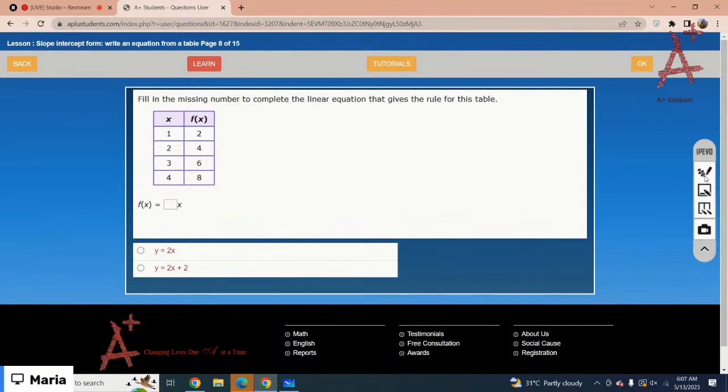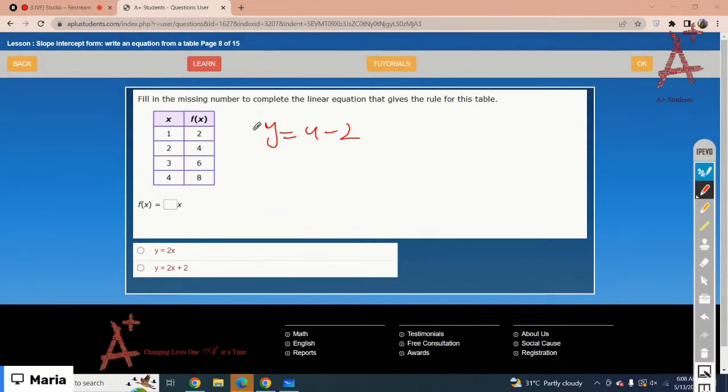Okay, the next one is you have to calculate the slope. It would be m equals 4 minus 2 divided by 2 minus 1. It would be 2 over 1. That means it would be 2. And then you have to calculate the y-intercept. So it would be y equals mx plus b. So you can use any point.